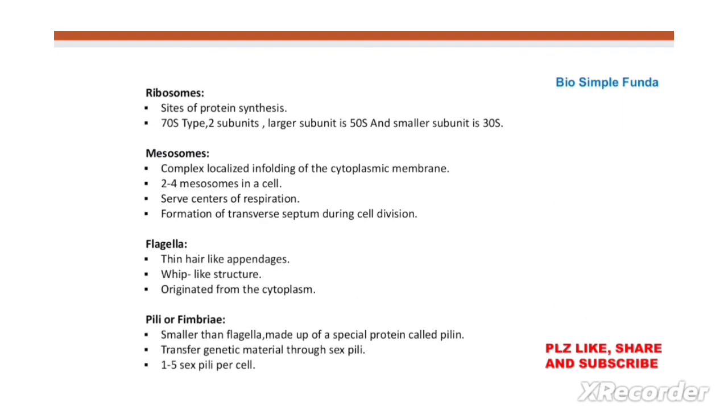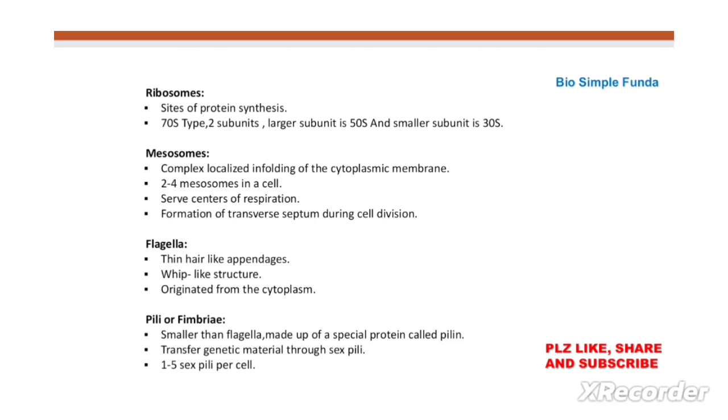Ribosome. Ribosomes are the site of protein synthesis. In prokaryotes, the 70S type is present, but in eukaryotes, the 80S type of ribosome is present. In eukaryotic cells, ribosomes are present on the surface of the endoplasmic reticulum. But in prokaryotic cells, there is an absence of endoplasmic reticulum, so the ribosomes are free in the cytoplasm. The 70S ribosome has two subunits: the larger subunit is 50S and the smaller subunit is 30S.